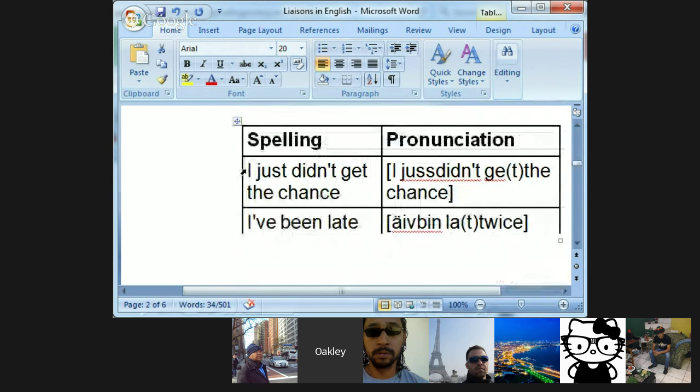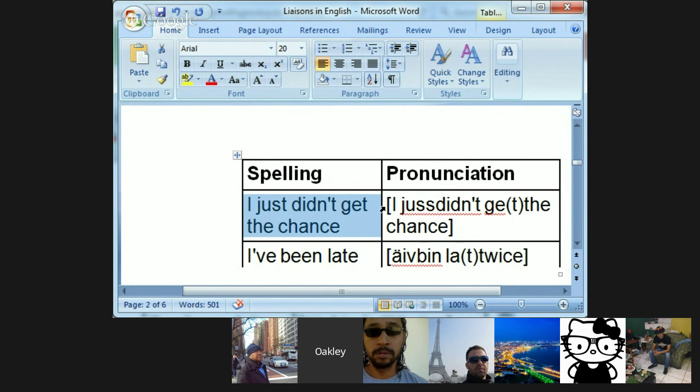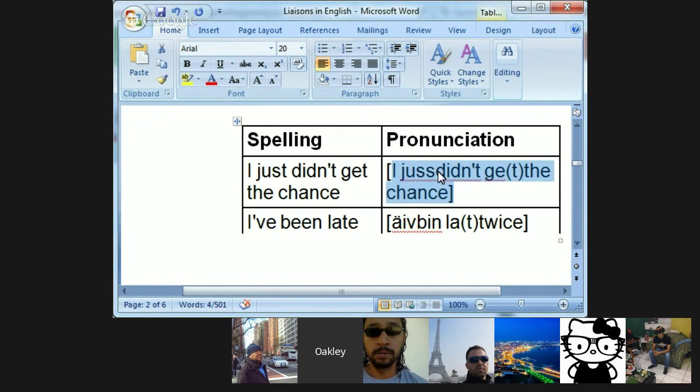Just say this phrase, sentence. I just didn't get the chance. I just didn't get the chance. Okay. I just didn't. All right. Basically, notice in the pronunciation box over here, where's the T? Where'd it go? I can't find it. It basically just kind of disappears.